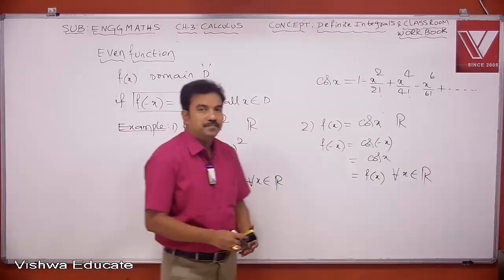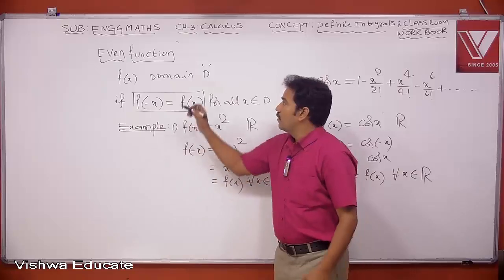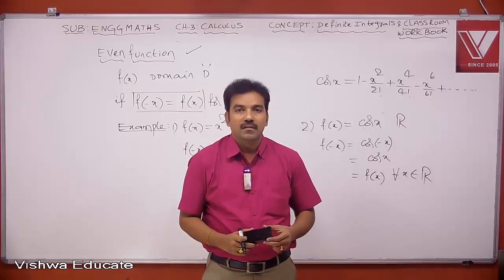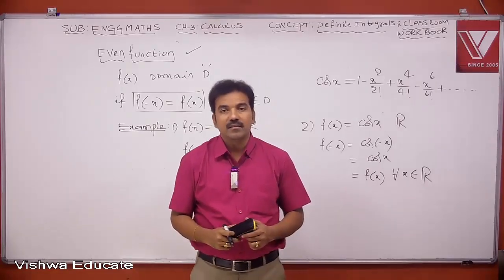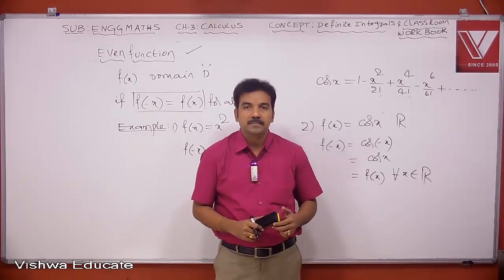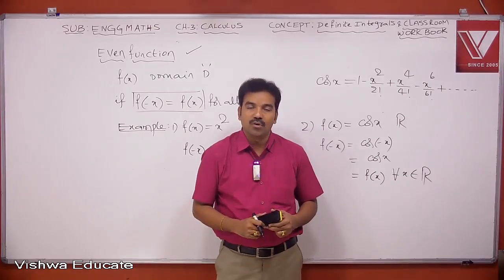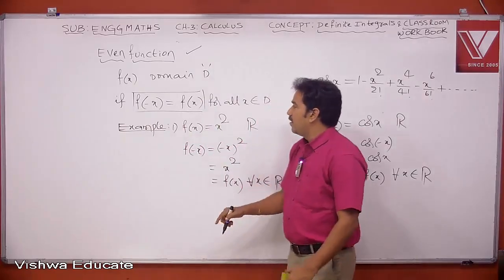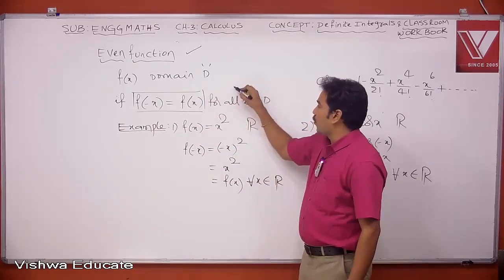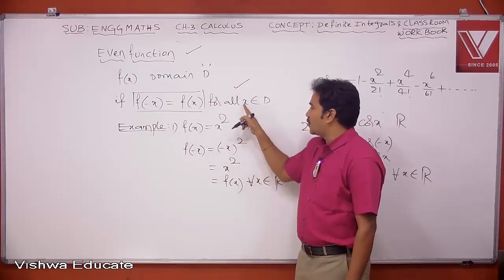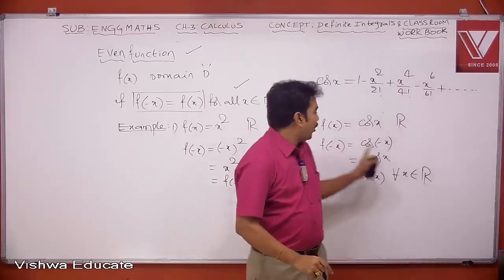Okay, write the definition. Even function. Let f of x be a function defined over a domain capital D. We say that f of x is even if f of minus x equal to f of x for all x belong to D. Work out example 1 followed by example 2.